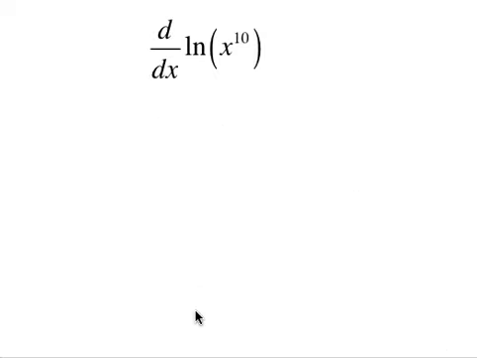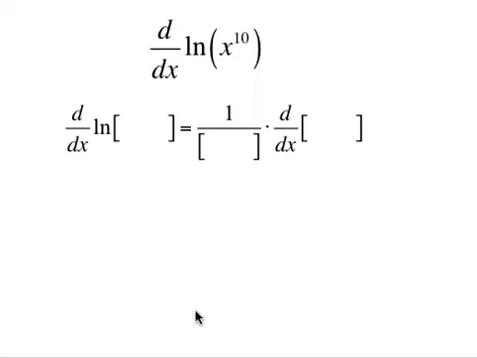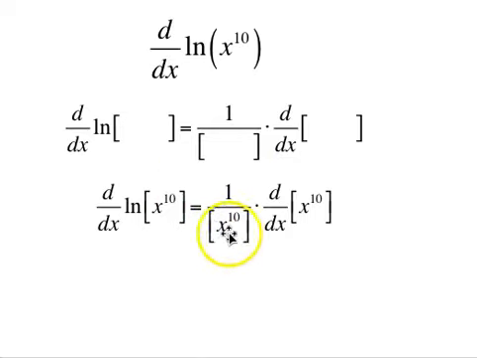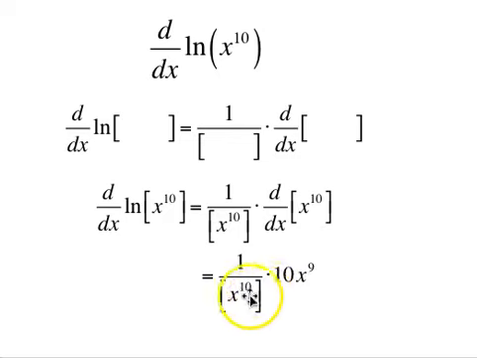Our next example is the derivative of the natural log of x to the 10th. So again, we're going to use our rule. The derivative of the log of something is 1 over the something times the derivative of the something. The something in this case is x to the 10th power. So the derivative of the log of x to the 10th is 1 over x to the 10th times the derivative with respect to x of x to the 10th. The derivative with respect to x of x to the 10th would be 10x to the 9th. So what does that look like? We have 1 over x to the 10th times 10x to the 9th. And x to the 9th divided by x to the 10th would just leave me with an x downstairs, so that my final answer would become 10 over x.